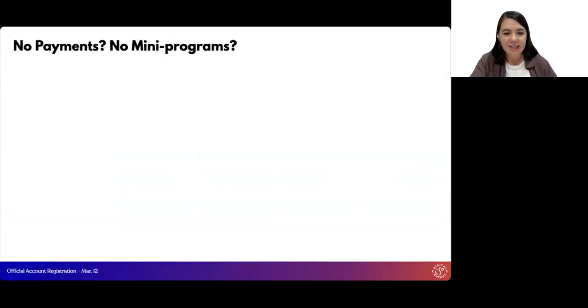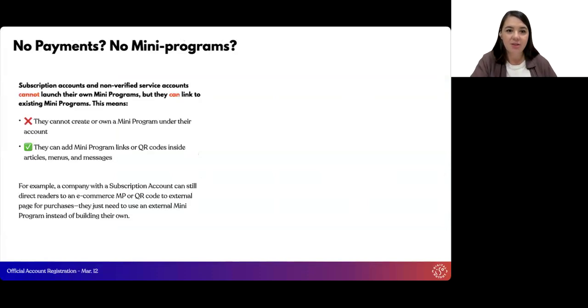What does it exactly mean for these accounts that they cannot have payments or mini programs? For subscription accounts or non-verified service accounts, but also for foreign accounts, it's more complicated. Technically, in this scenario, they cannot launch their own mini programs, right? But in reality, you can still add QR codes or links to existing mini programs. It just means you cannot build and launch your own.